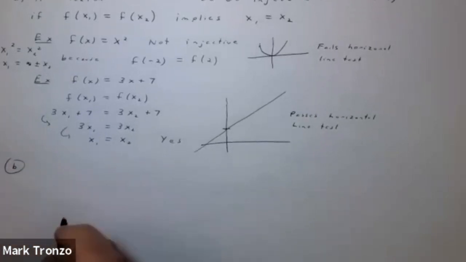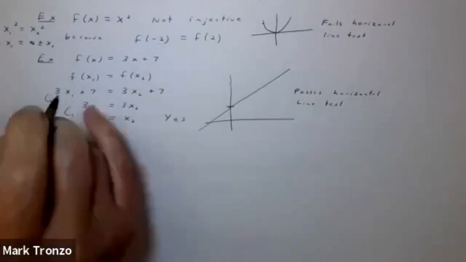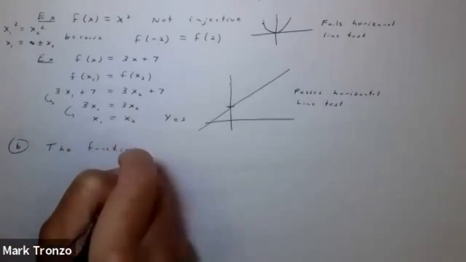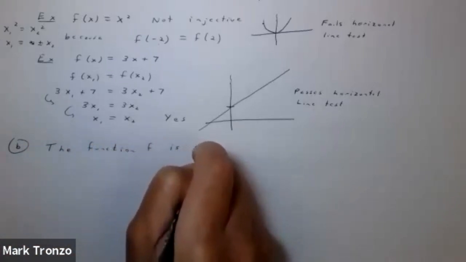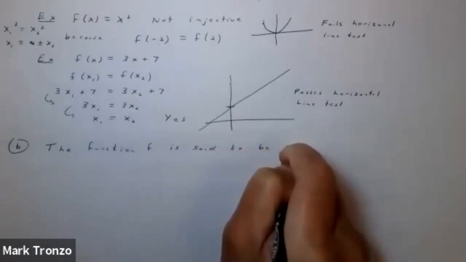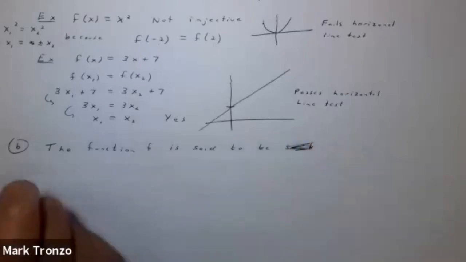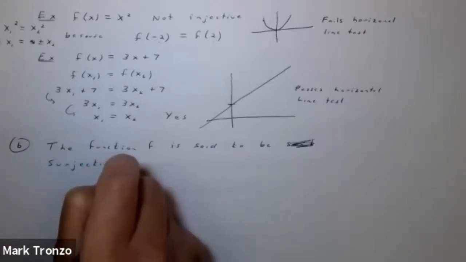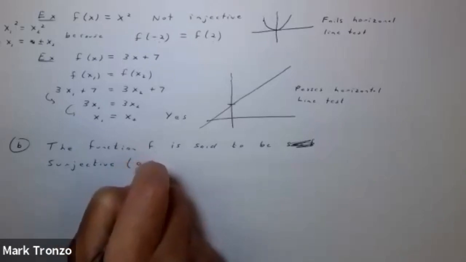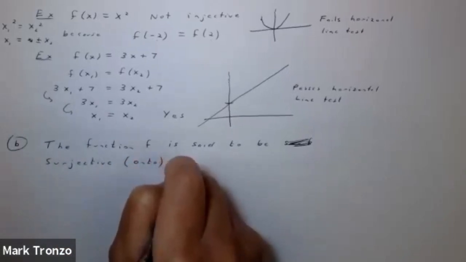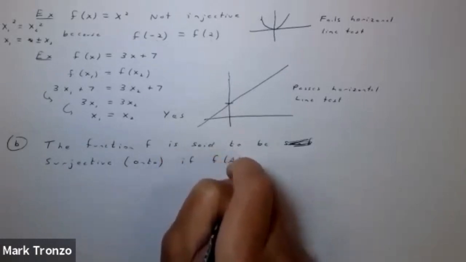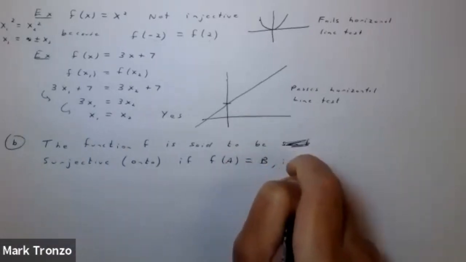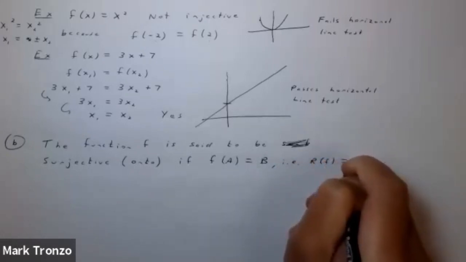Then B: a function is said to be surjective, or onto, if, as I mentioned briefly before, f of A equals all of B, i.e. the range of f is equal to B.